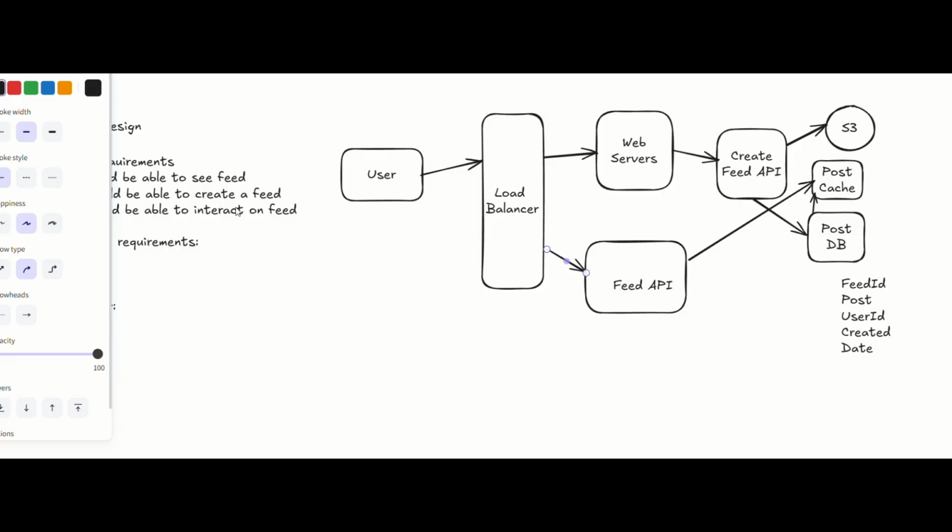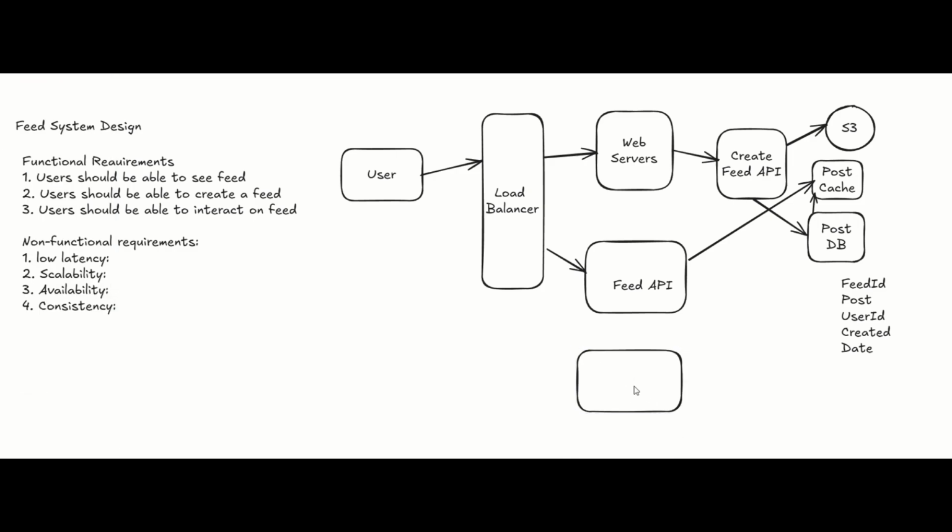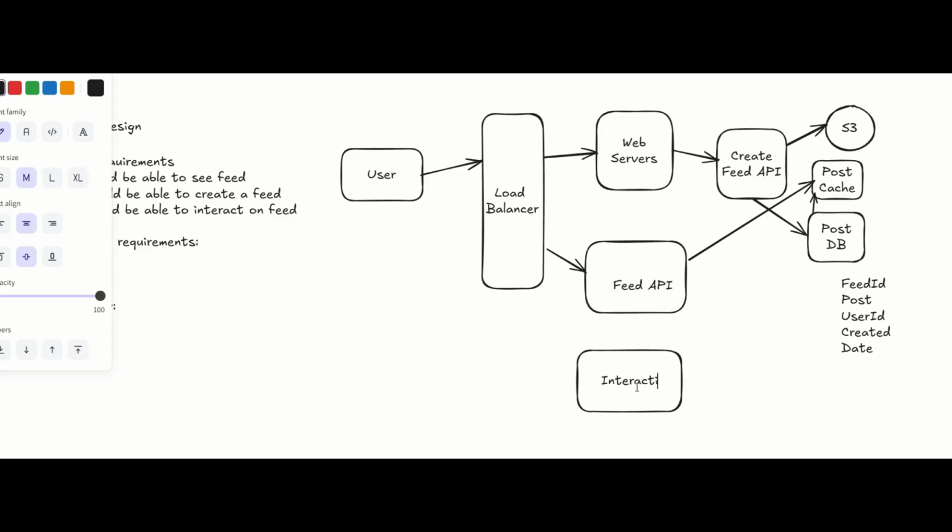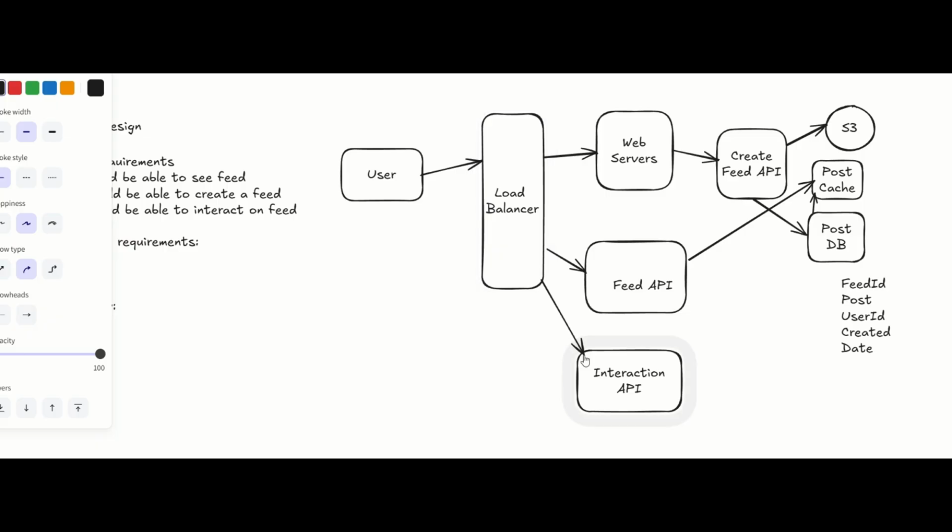Now the next and final requirement is that users should be able to interact on the feed, which means they should be able to like or comment on the feed. In that case, we will call the interaction API, which is responsible for saving data related to comments or likes in the database. So when a user comments on any post, it will call the interaction API, and the interaction API will save data into the post DB. So this is our very high level diagram in terms of the post DB.